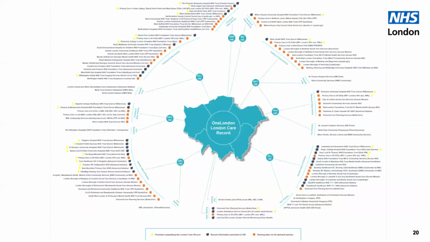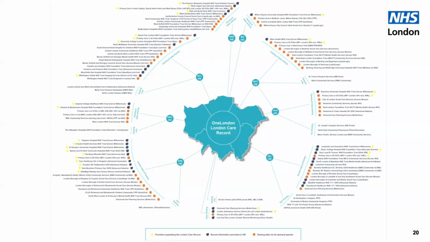And just to give a quick overview, we don't need to zoom in or anything. This is a flow chart showing all the hospitals, trusts, community services, and other healthcare settings who feed into the London Care Record. So bottom left is Southwest London, top left, Northwest London, Northeast London, top right, and Southeast London, bottom right. And so they all feed into the London Care Record.